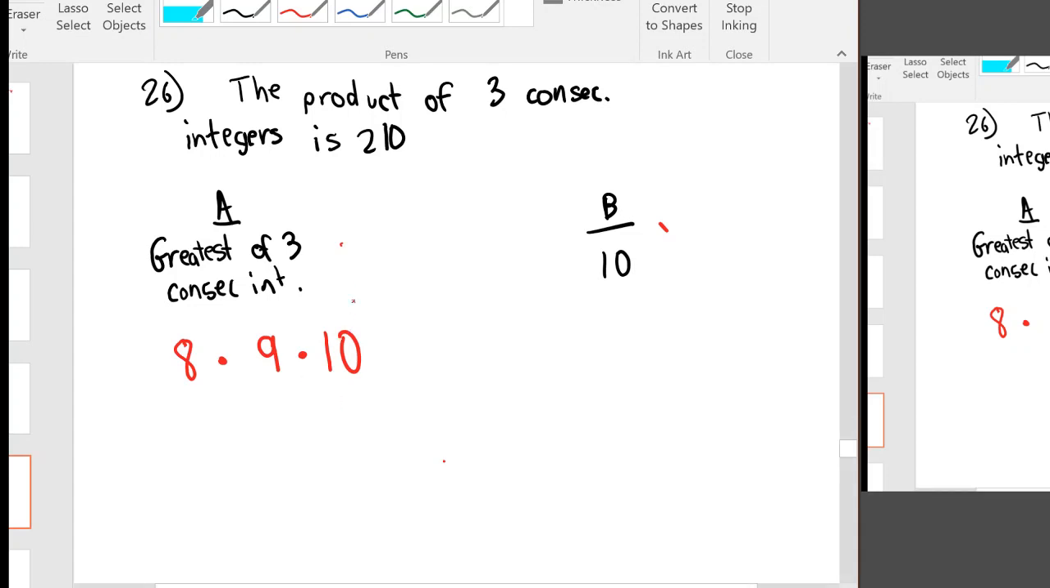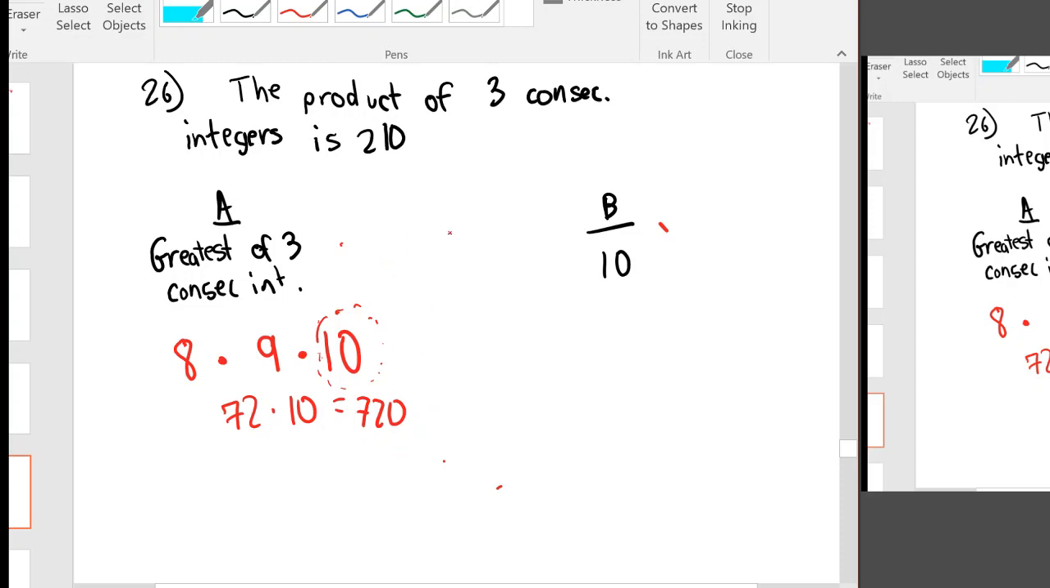Because in this situation, this is the greatest of three consecutive integers, and it can tell me if the answer is C, that they're both equal, or it could tell me if it's smaller or if it's bigger. So now I have 9 times 8, which is 72, times 10 equals 720. Well, this is just 210.